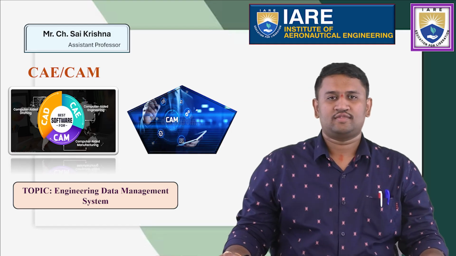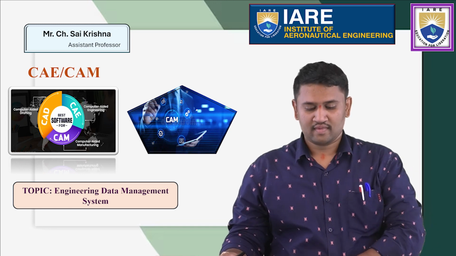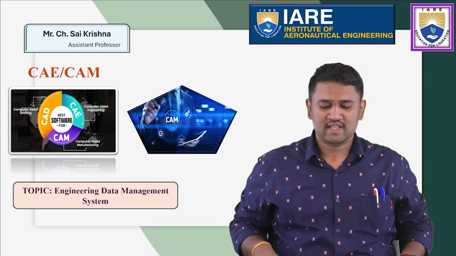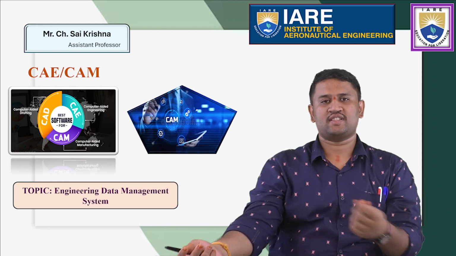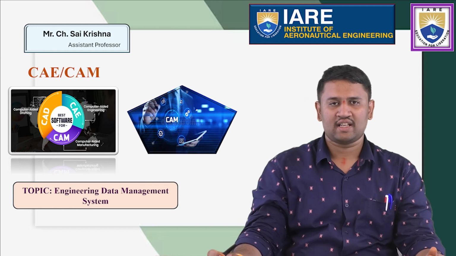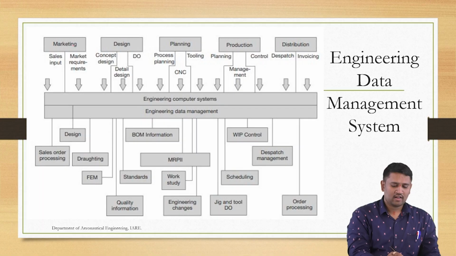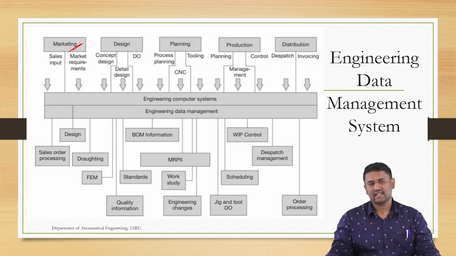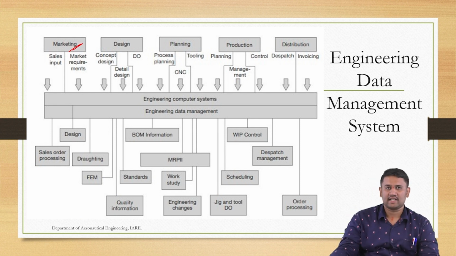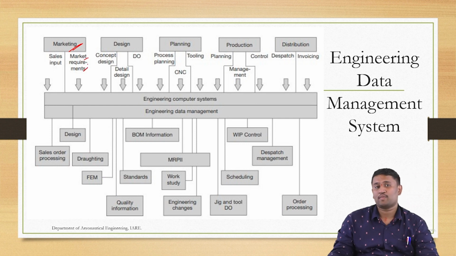Hello all. Today we will be continuing our previous lecture, which is of CAE/CAM. Continuing that, we will start with your engineering data management system, where we will see how the data in an engineering system flows. First, what happens basically is, according to the marketing team, let's say any engineering organization, the marketing team will give you the market requirements of how the product is being.